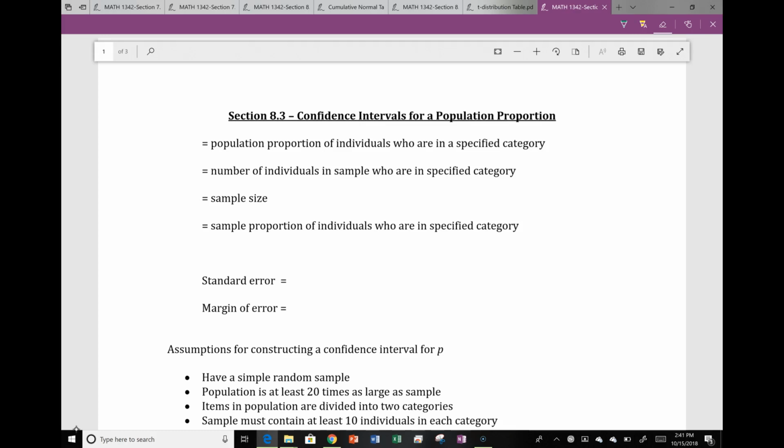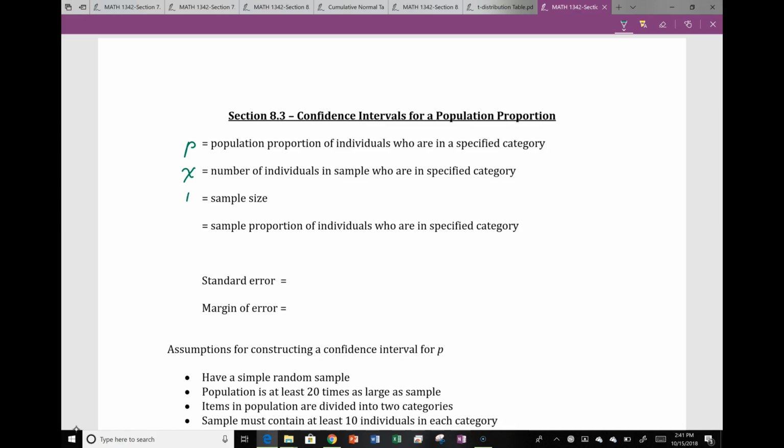Recall that for proportions, P is the population proportion of individuals who are in a specified category. So this is the population proportion. X is the number of individuals in a sample who are in a specific category. This is like our frequency, our F. N is our sample size, and P hat is the sample proportion for individuals. Recall that P hat is X divided by N.